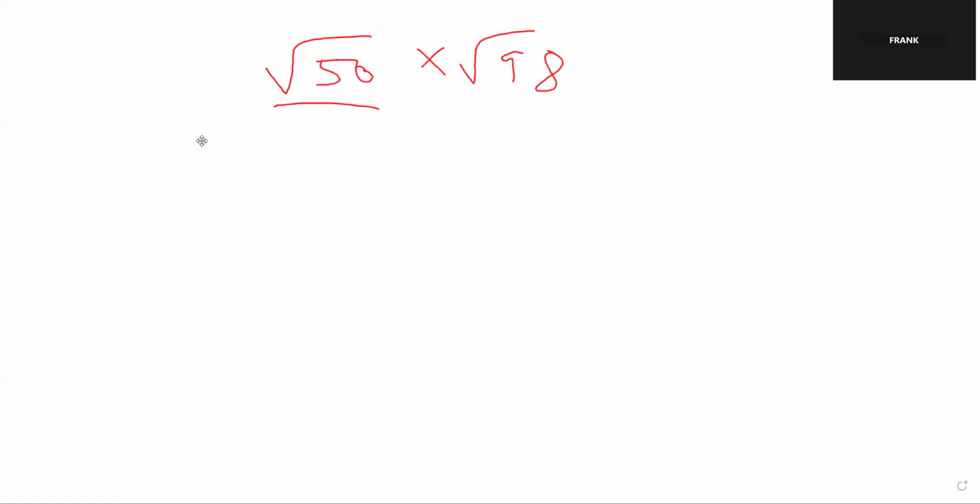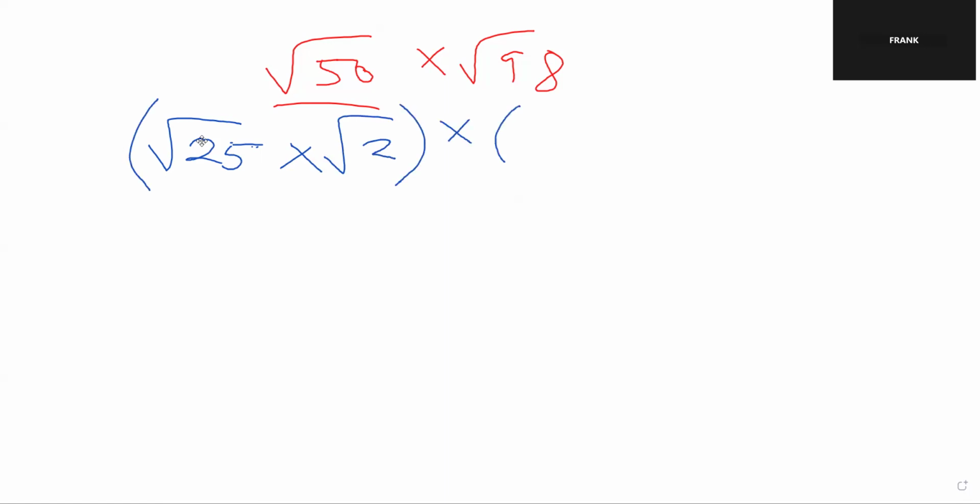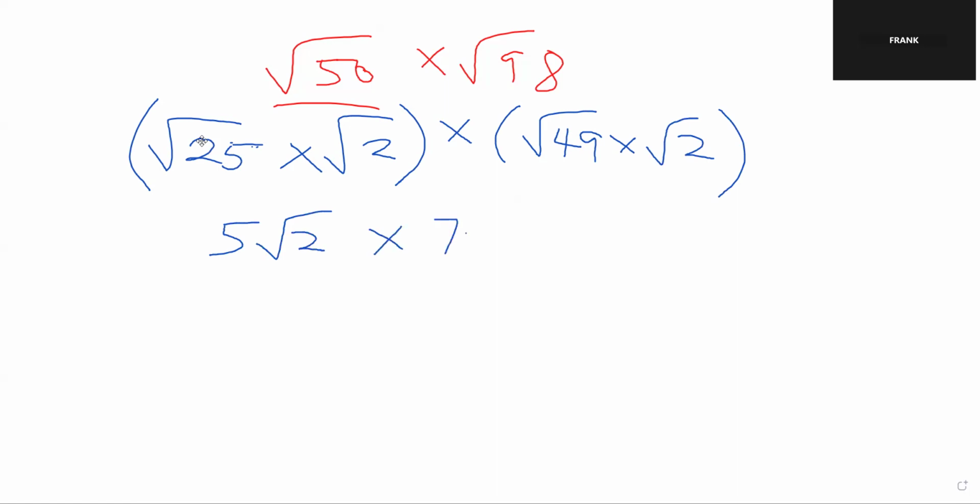So you have root 25 times root 2 for the first one, times we have root 49 times root 2. So root 25 is 5 and root 49 is 7. So we have 5 root 2 times 7 root 2.